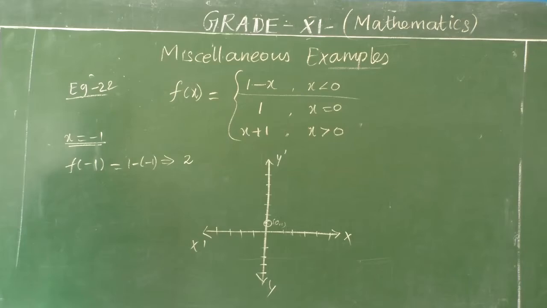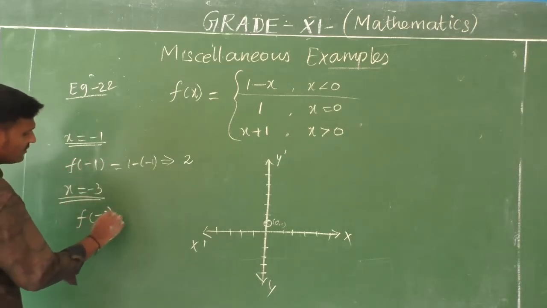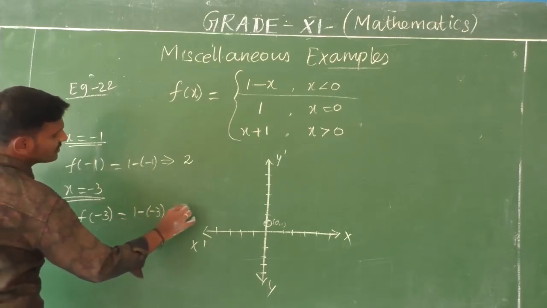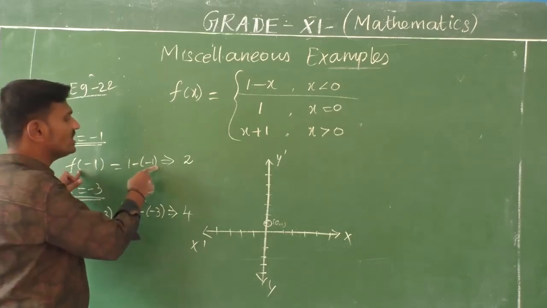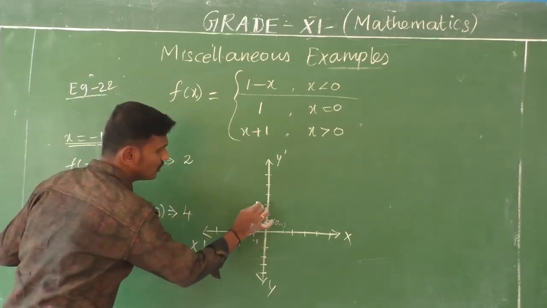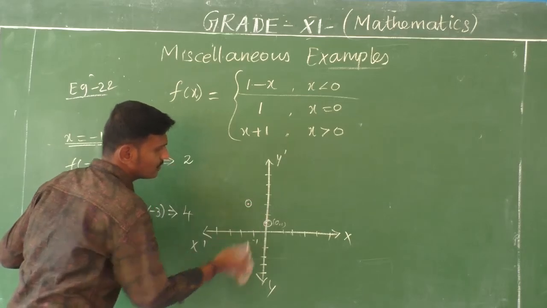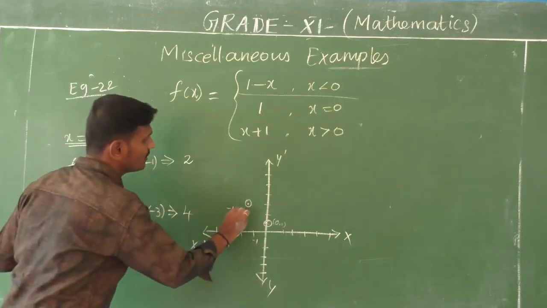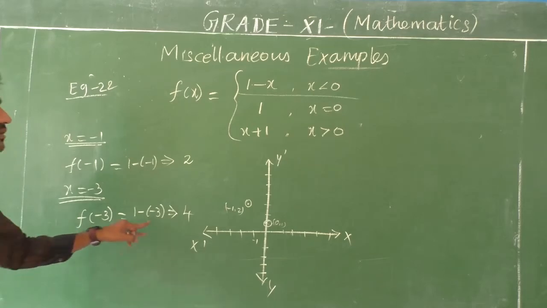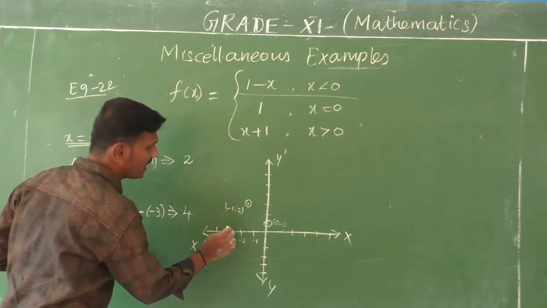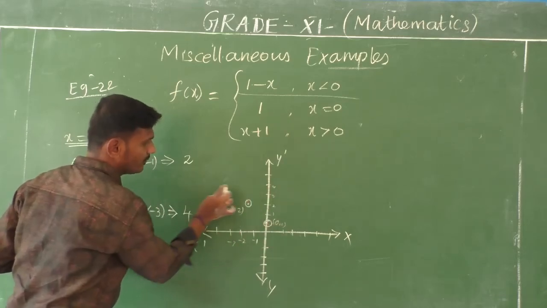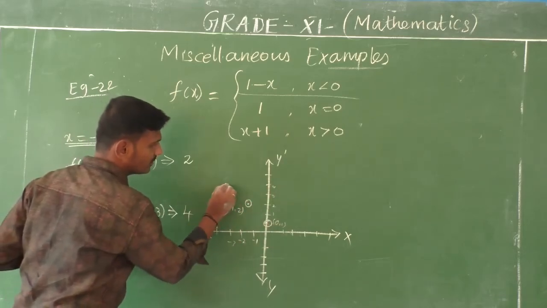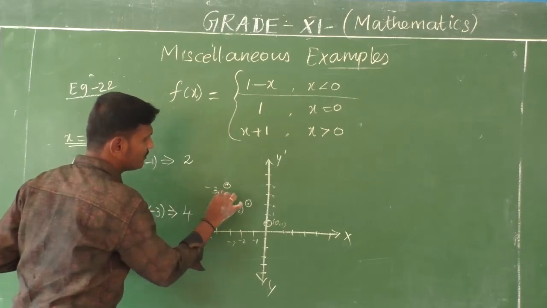So it will come 2. For example, x equal to minus 3 I am going to take, which means f of minus 3 is equal to 1 minus of minus 3, which is equal to 1 plus 3, 4. So the points I am going to mention are minus 1, 2 and then the second point, minus 3, 4. So this is the point, x coordinate minus 3 and y 4.